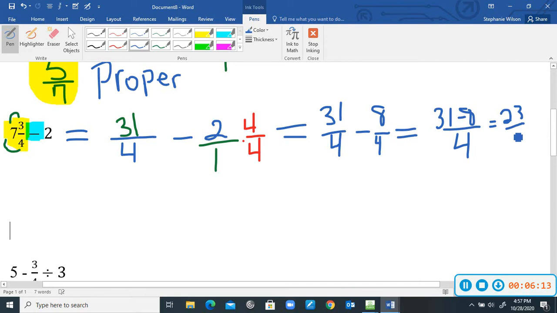This is an improper fraction. It does not reduce. 4 won't go into 23, so we know that we're just done there. So I have an improper fraction here. I want to show you how to convert it to a mixed number.